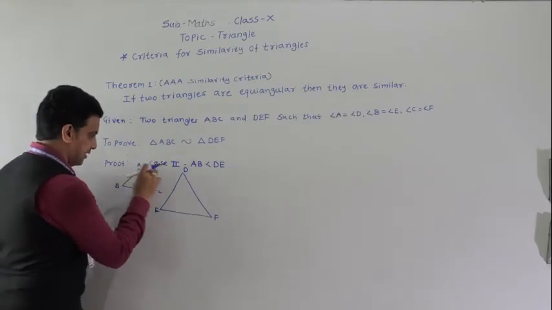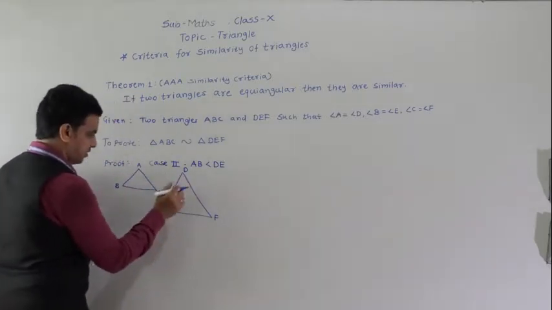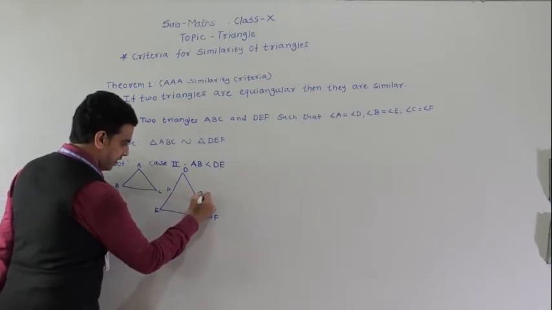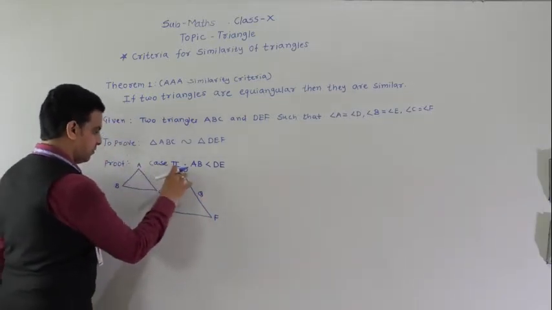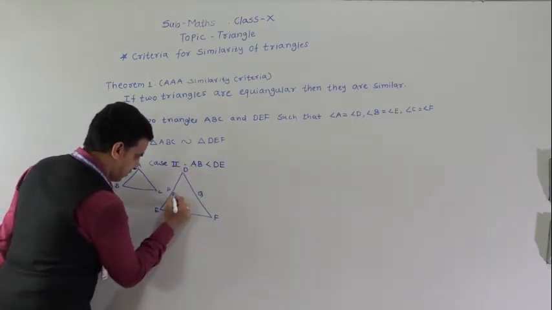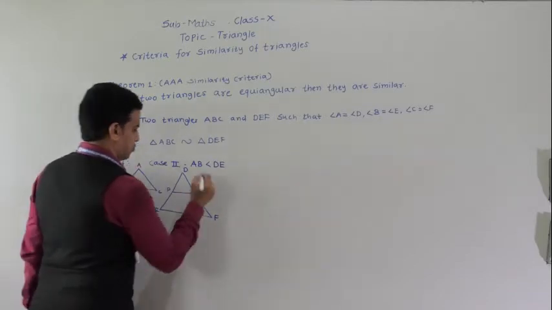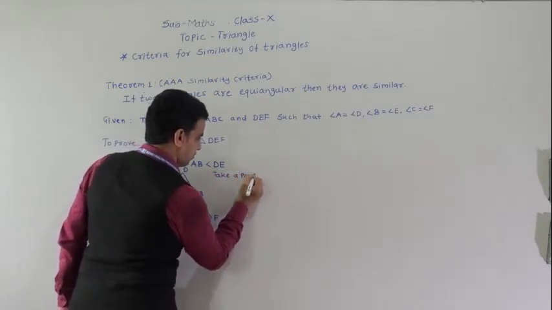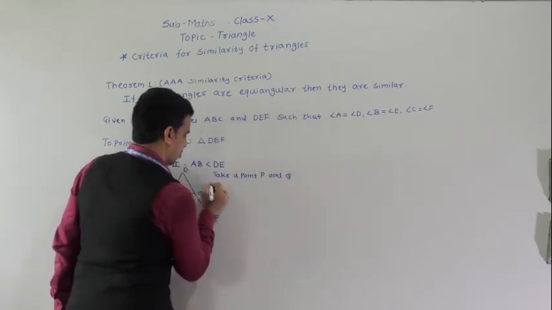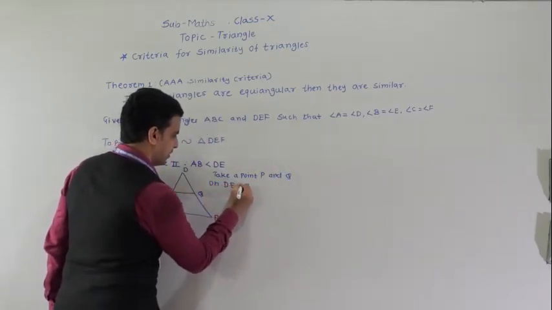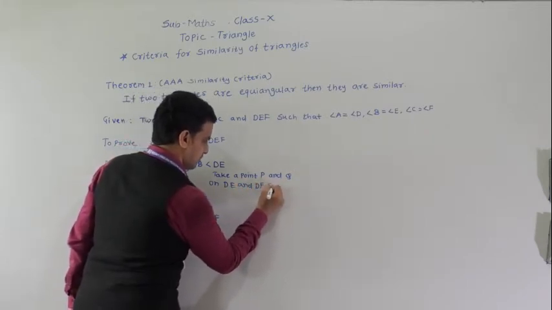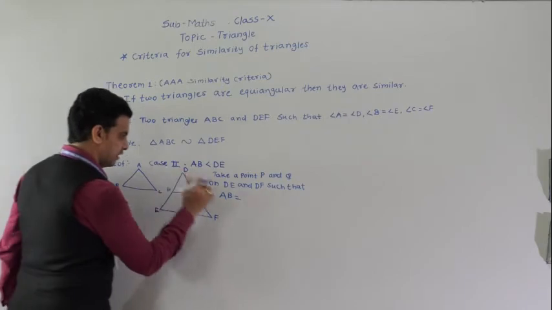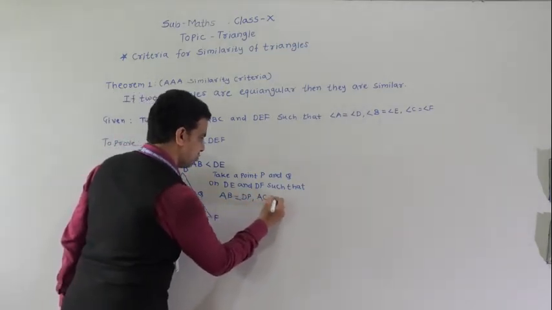So here AB is less than DE, so we have to construct here, we have to take point P on DE and point Q on DF such that AB is equal to DP and AC is equal to DQ, and after that we have to join PQ. So here we have to write this construction. Take points P and Q on DE and DF such that AB is equal to DP and AC is equal to DQ.